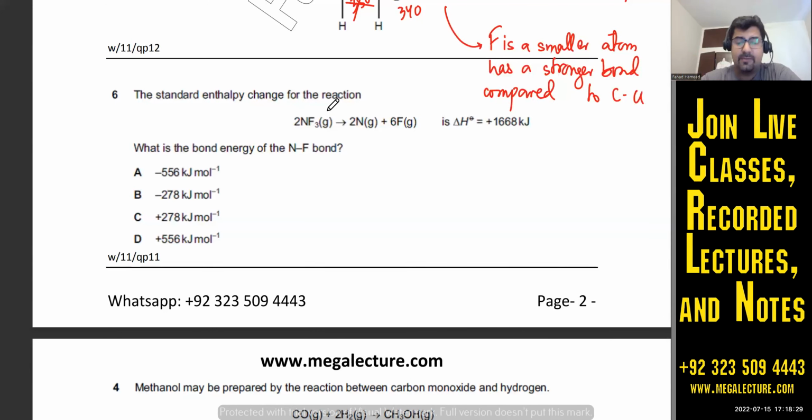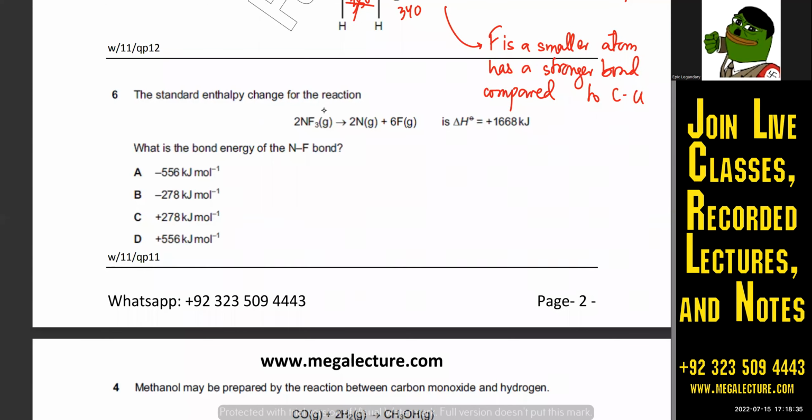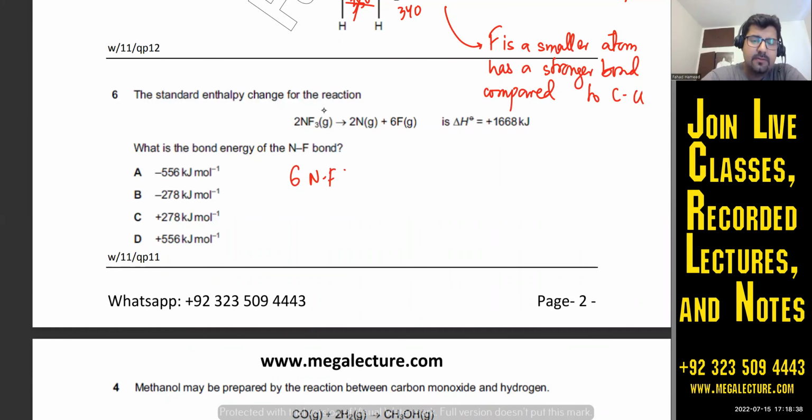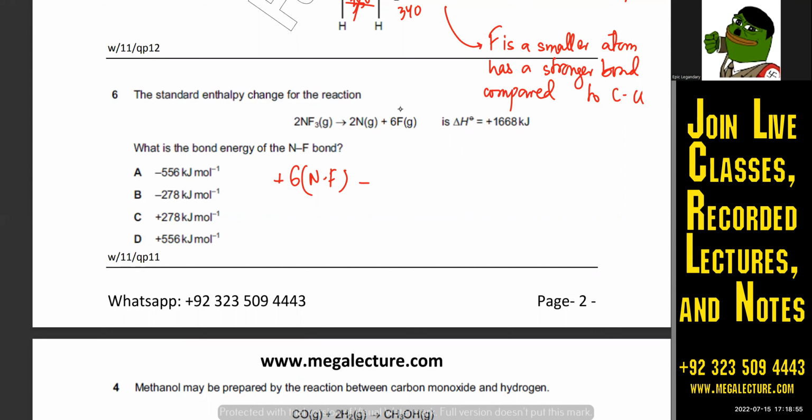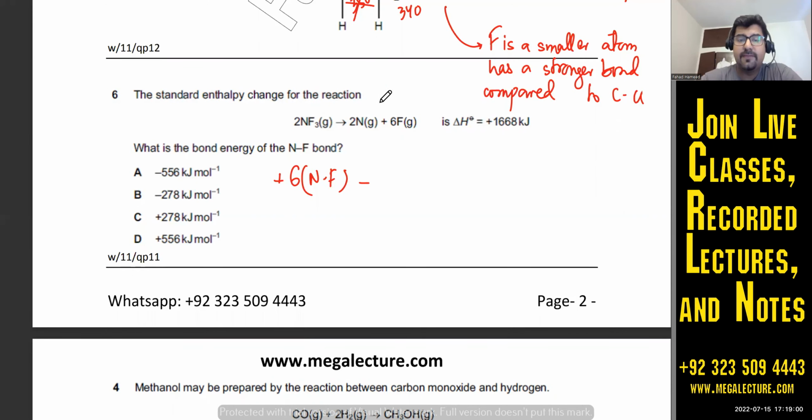Actually, in this case, how many bonds are broken? 6. Okay, so you got 6 NF bonds being broken, and they're going to have a positive sign. How many bonds are being formed in this reaction? Are there any bonds being formed? There are no bonds being formed. These are 2 nitrogen atoms, these are 6 fluorine atoms. So no bonds are formed.